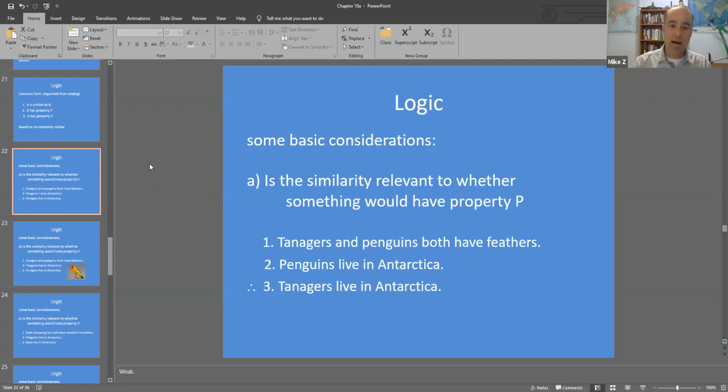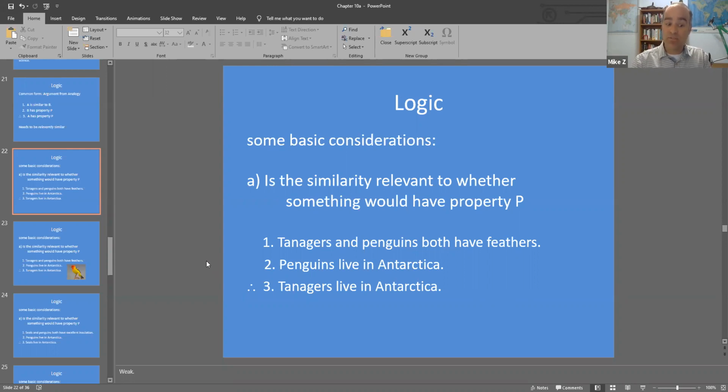So here's one. These two kinds of birds, tanagers and penguins, are analogous, right? Tanagers and penguins both have feathers. Penguins live in Antarctica, so therefore tanagers live in Antarctica. Okay, so the premises are true, but is this a good analogy? Is having feathers relevant to whether you can live or do live in Antarctica?